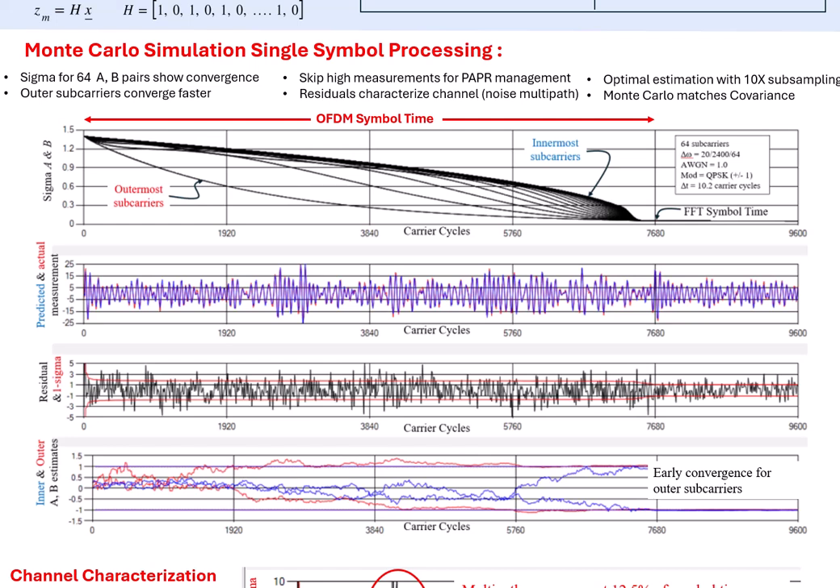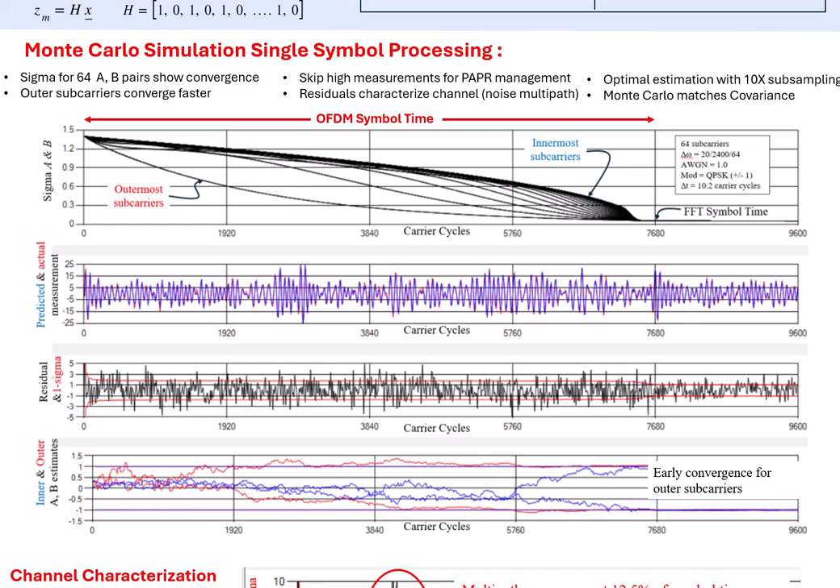The OFDM symbol time, ignoring the cyclic prefix, is 1 over the frequency separation, or 7,680 carrier cycles. The simulation covers the OFDM symbol time plus an additional 25%. The top pane to the right shows a standard deviation of all A and B values for all 64 subcarriers, a total of 128 time history values.